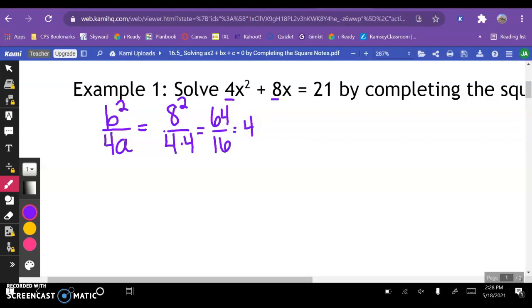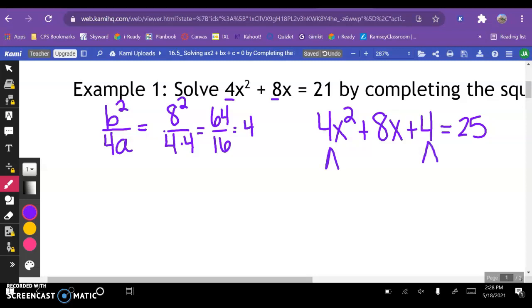And when I divide that out, that's a 4. So I'm going to add 4 to both sides of this equation. So that's going to turn into 4x squared plus 8x plus 4 equals, then we have 21 already on that side, so 21 plus 4 would be equal to 25. Now we can take the square root of these. Square root of 4x squared would be 2x, and the square root of 4 is 2. So this is all addition, so this would be 2x plus 2 squared equals 25.